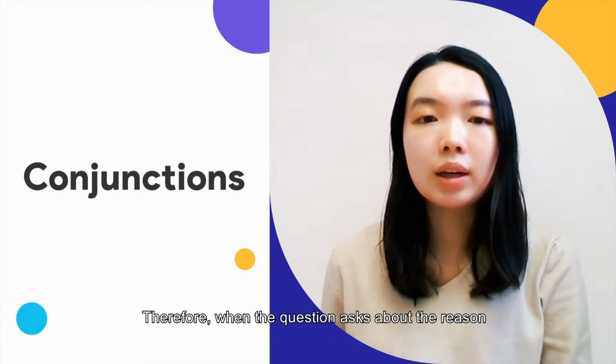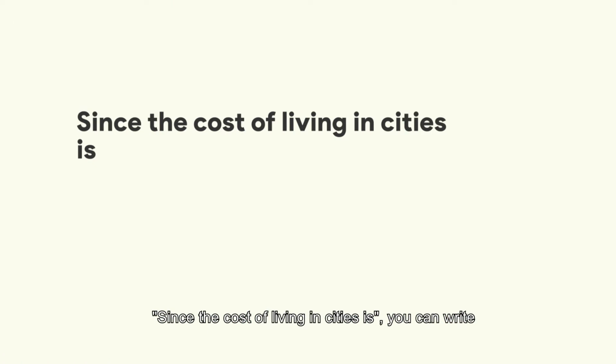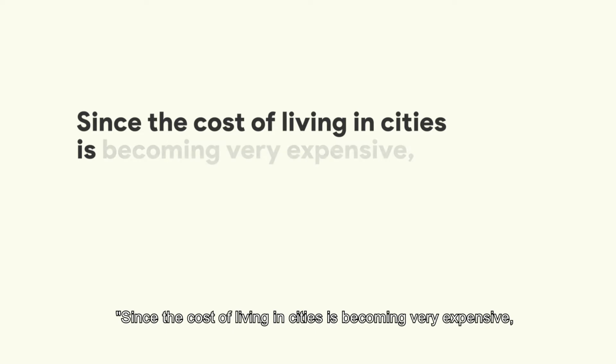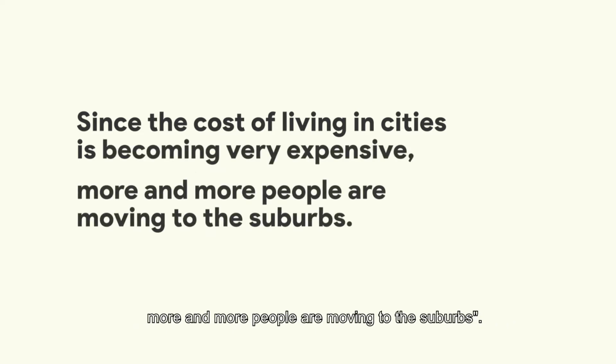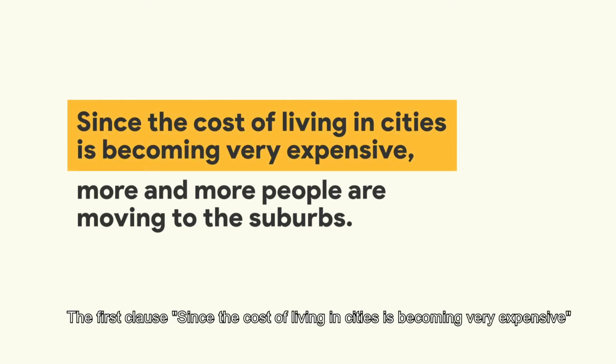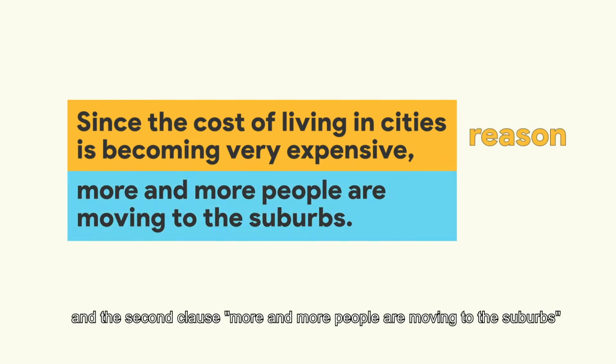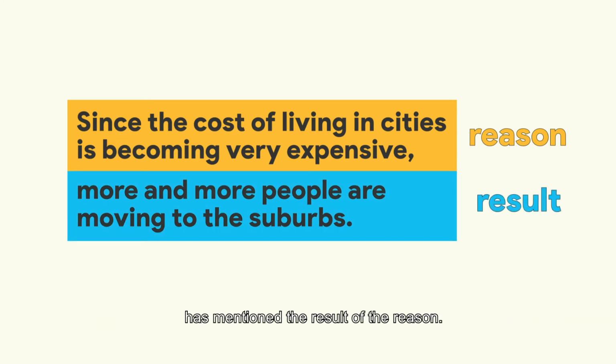Therefore, when the question asks about the reason and it has provided the grammar prompt, since the cost of living in cities is, you can write, since the cost of living in cities is becoming very expensive, more and more people are moving to the suburbs. The first clause has mentioned the reason. And the second clause, more and more people are moving to the suburbs, has mentioned the result of the reason.